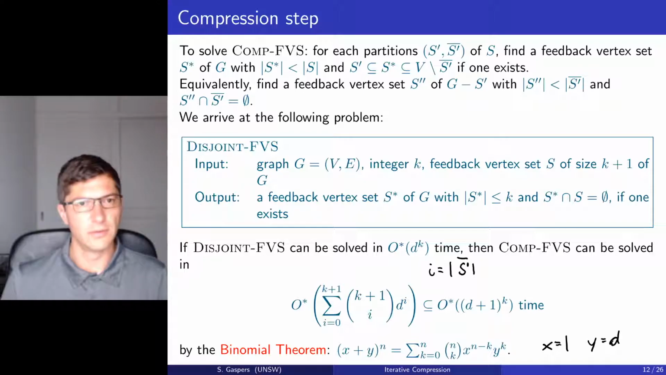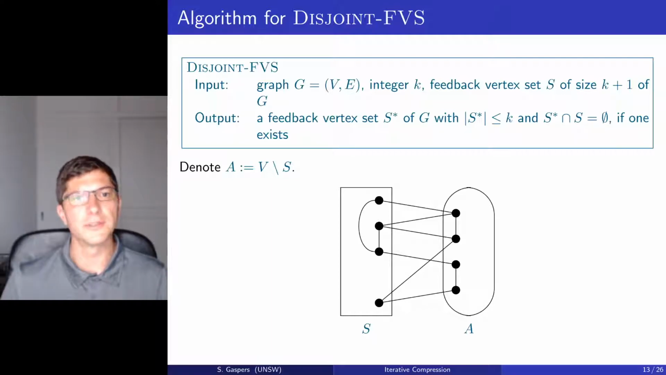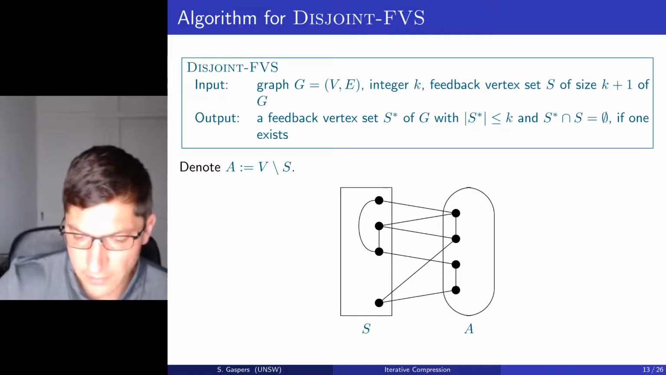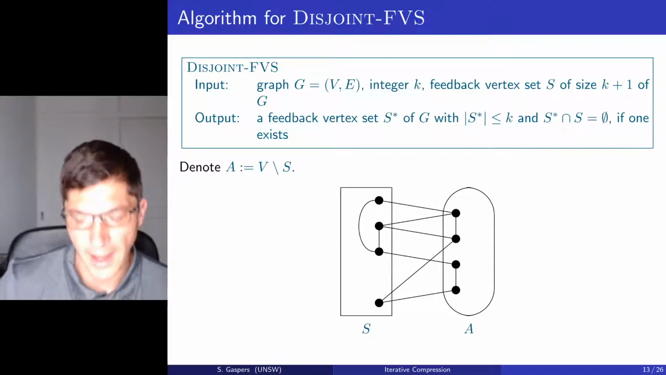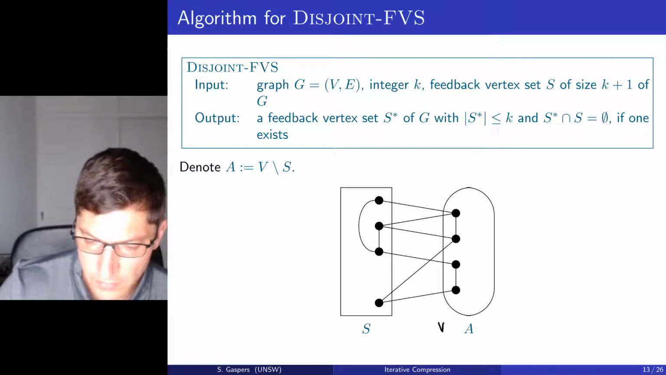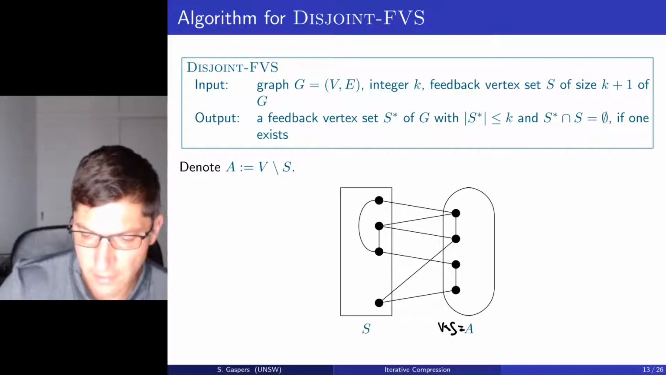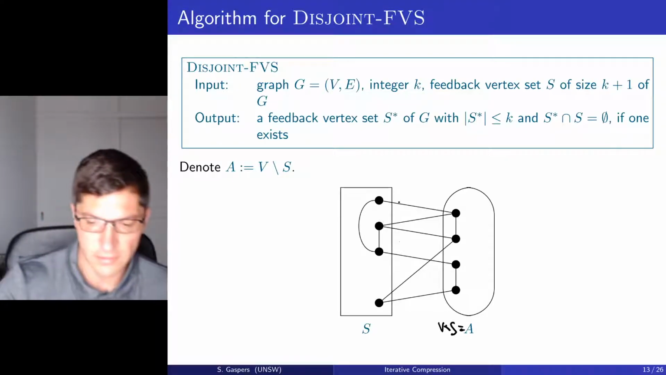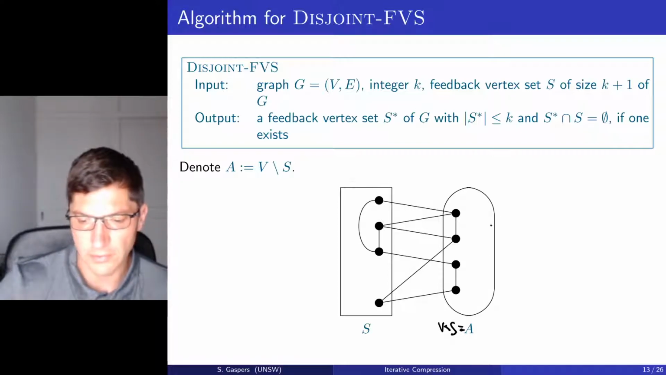Now we still need to solve this disjoint feedback vertex set problem, and there we will get our hands dirty. The input is a graph G, an integer k, and a feedback vertex set of size k plus 1, and now we want to find a smaller feedback vertex set, one of size at most k, that is disjoint from the one that's given to us. This is the feedback vertex set that's given to us, and this is the graph. This is the set of vertices V minus S, and we know that if S is a feedback vertex set, then this is a forest.